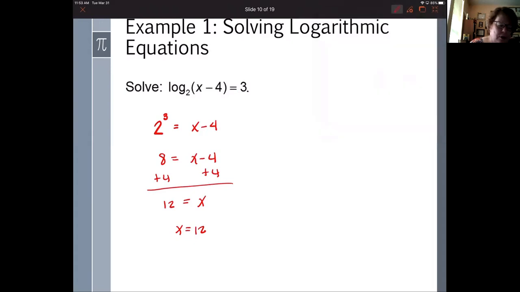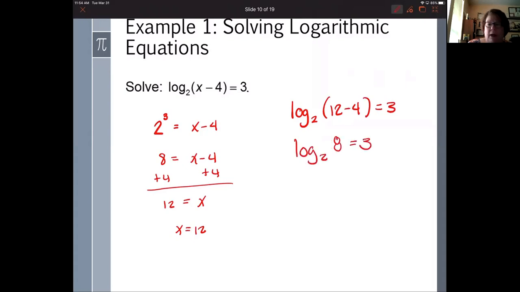to make sure that putting 12 back into that logarithm doesn't violate my domain, and it doesn't. If I substitute 12 back into the original equation, I'm fine. I'm going to get log base 2 of 12 minus 4 is equal to 3, and that is going to be the log base 2 of 8 equals 3, and that's true.